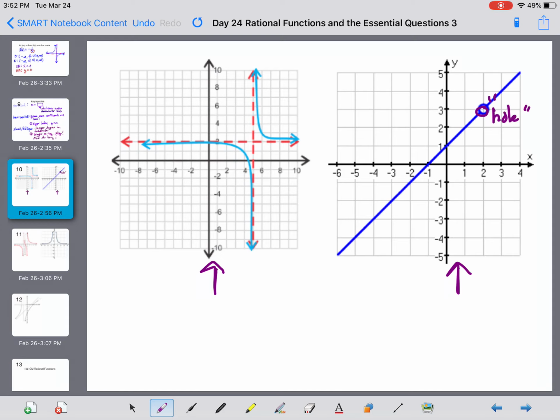We won't have time to talk about holes, but I encourage you, if you're interested in this or you know you're going on to the calc series, talk to me during office hours about it, and I can give you some examples of when you would have a hole in the graph, because something like that definitely could happen.